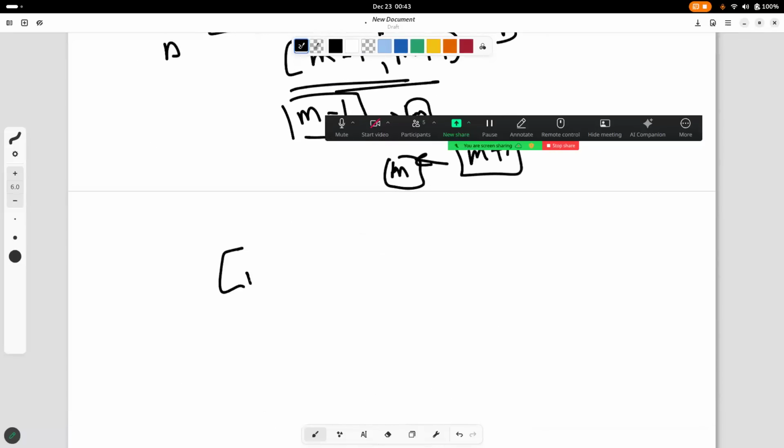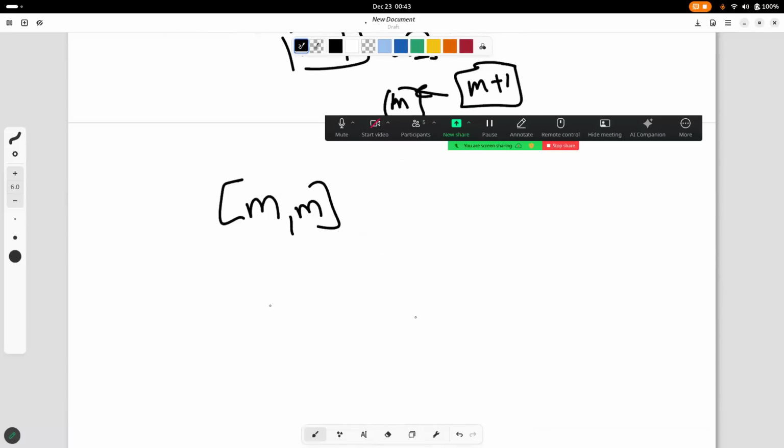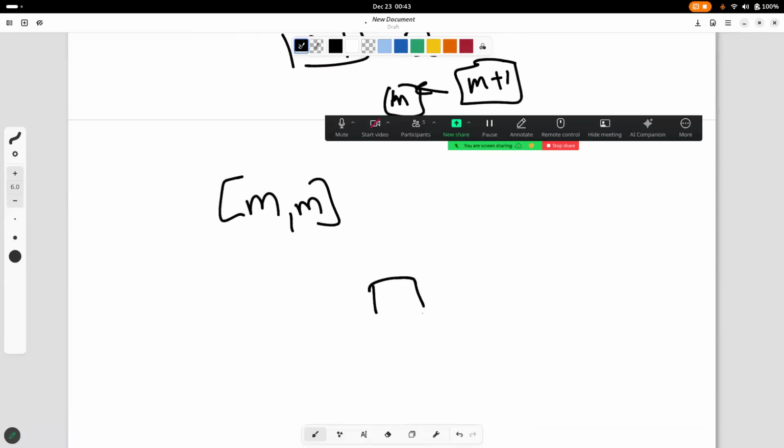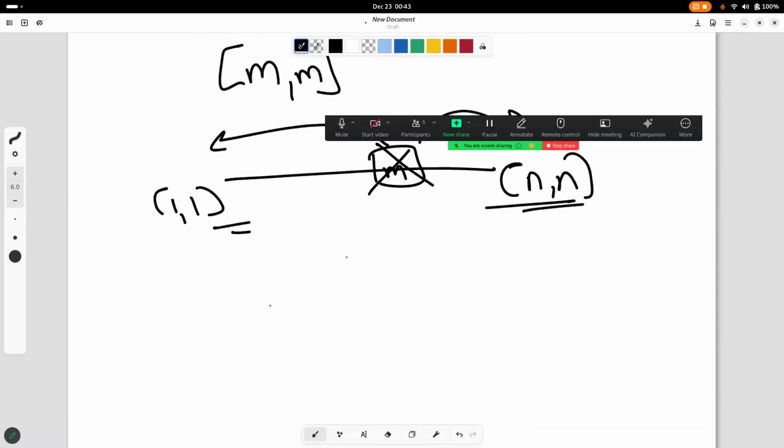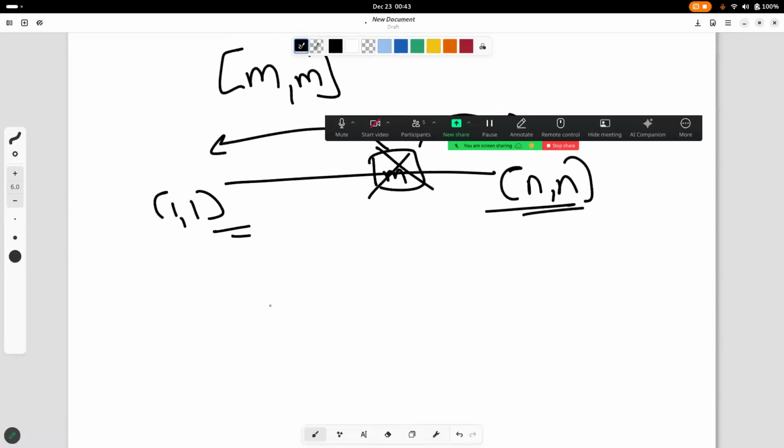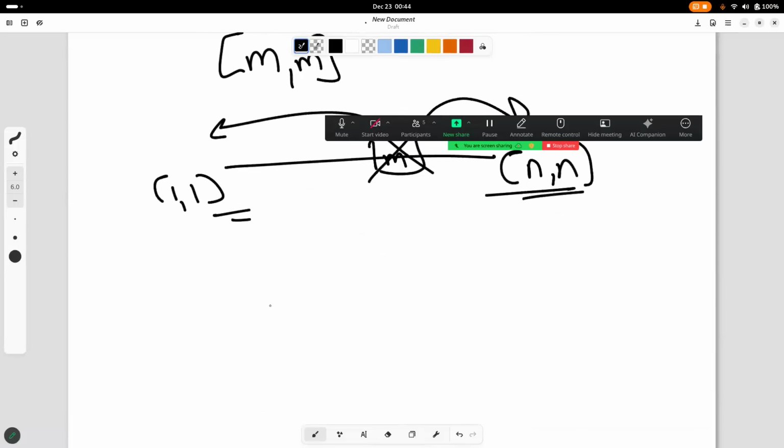But in case the joker was in this range M to M, in this case you have exactly one card, and this is going to move either to 1 to 1, or this is going to move to N to N. And these are going to be your new ranges, and nothing would remain over here. So this was one slight edge case that you had to deal with.